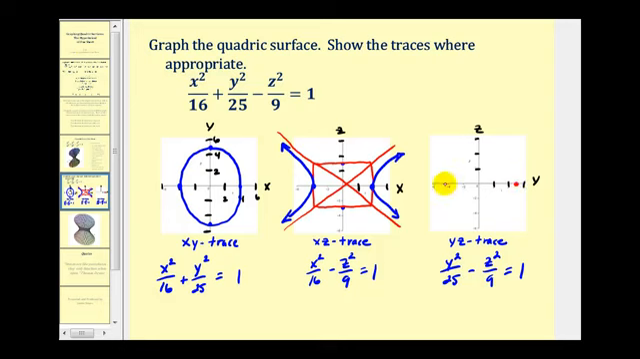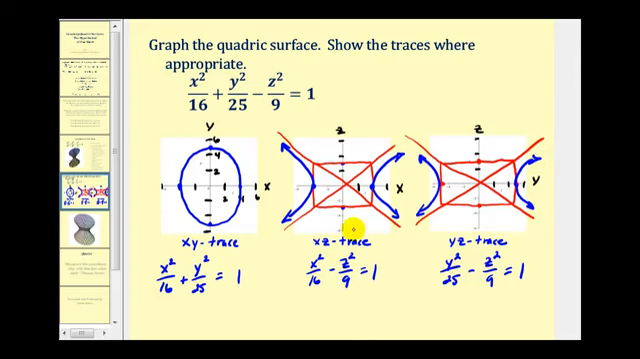Again, this is scaled by 2's. And c squared is 9, so c is 3. So 3 units up and 3 units down. Here's our rectangle. Sketch the diagonals. And now we can sketch the hyperbola. Here and here.